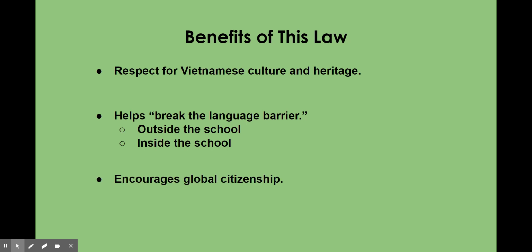Finally, it encourages global citizenship. Students at international schools come from different backgrounds, and learning Vietnamese together is a great opportunity to bond while learning something culturally significant and immediately useful to the students. Global citizenship is something that Vietnam understands and values. Vietnam as a nation has prospered since opening up its economy to foreign investment and trade in the mid-90s.